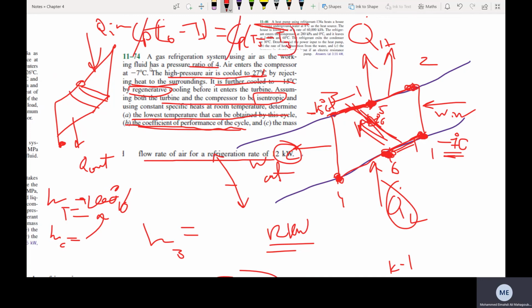And Cp is the same, m dot is also the same. So T6 minus T1 is equal to T3 minus T5 minus T3. You have T3, you have T1, you have also T5, you don't have T6. That's the only thing that you need to find. So temperature here is minus 15, temperature here is 27, and temperature here is minus 7. So this is the only temperature that you don't know.